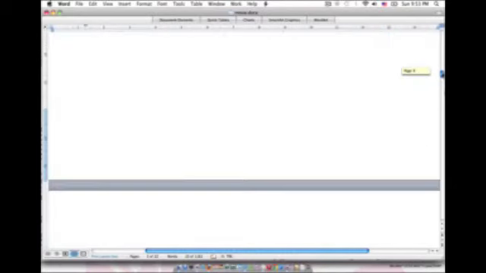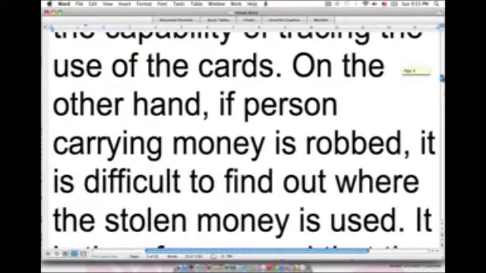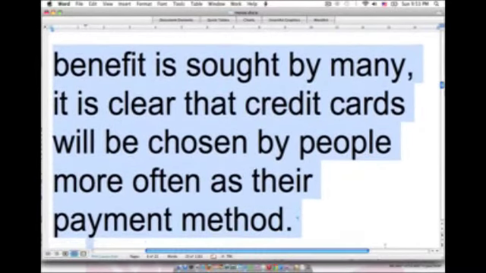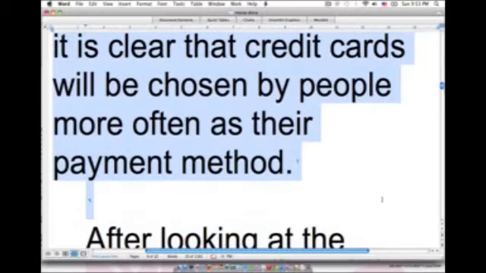Now, it's not that they only do this once, they do it again in their second supporting paragraph. Let's take a look. "As this benefit is sought by many, it is clear that credit cards will be chosen by people more often as their payment method." Another reference back to the thesis. So as you can see, this is an essay that is working at the essay level. It is not simply giving us a bunch of examples and assuming that the reader is going to put the argument together in their head. No, that's not it at all. This student has written very clearly supporting points and has linked those supporting points, those examples, back to the thesis. And that helps to strengthen the essay overall. Very good example of cohesion here.